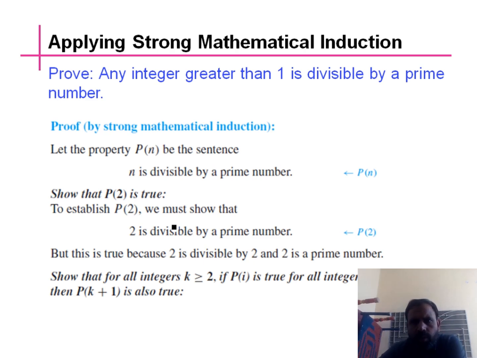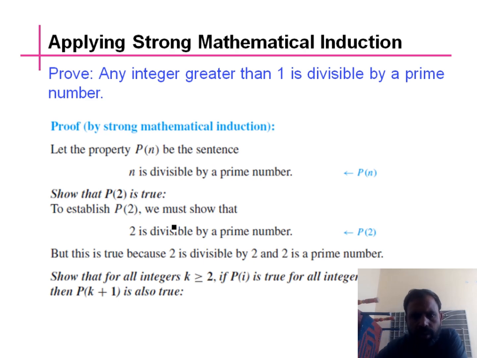An integer greater than 1 is divisible by a prime number. If we discuss the proof, let the property P of n be the sentence n is divisible by a prime number. So this is the property P of n. Show that P of 2 is true. To establish P of 2, we must show that 2 is divisible by a prime number. But this is true because 2 is divisible by 2 and 2 is a prime number.